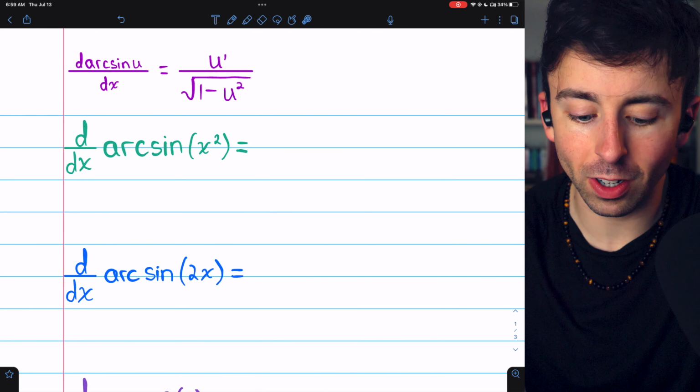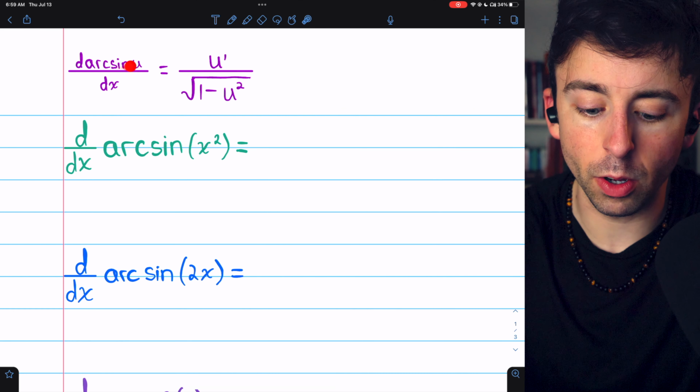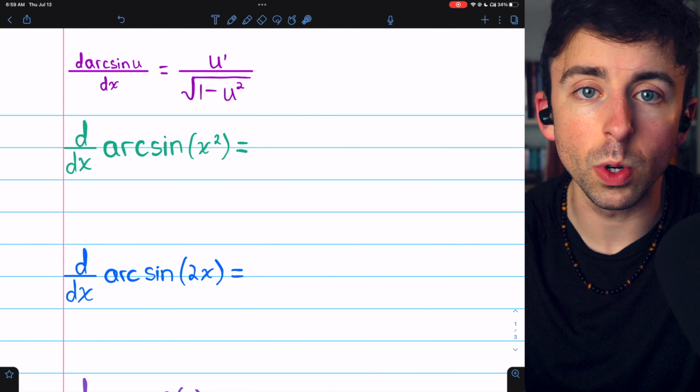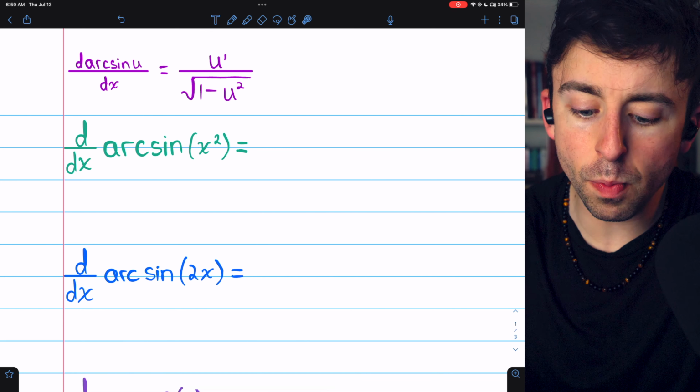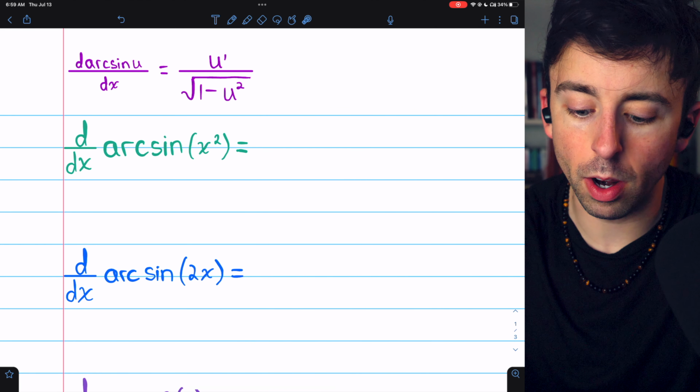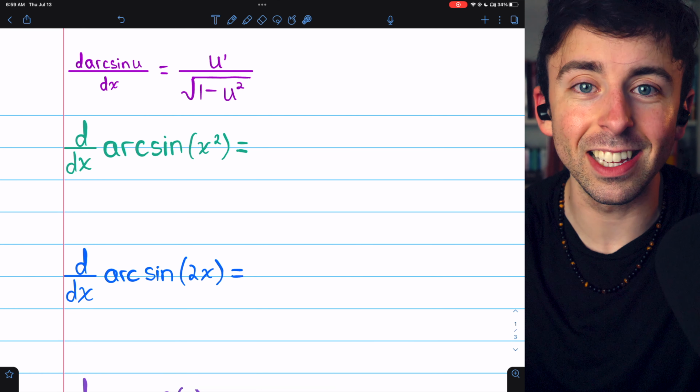are composite functions. The derivative of arcsin of u with respect to x, where u is a function of x, is u prime divided by the square root of 1 minus u squared. So let's get into these problems.